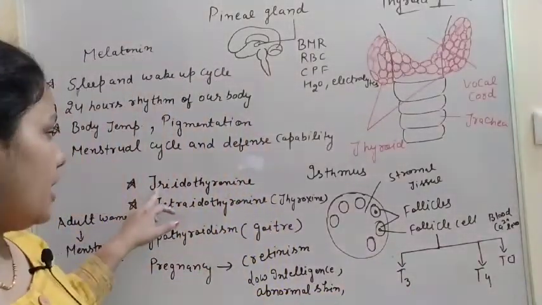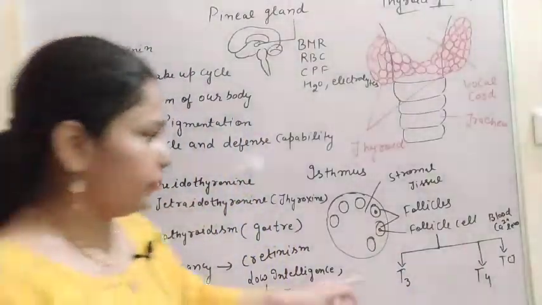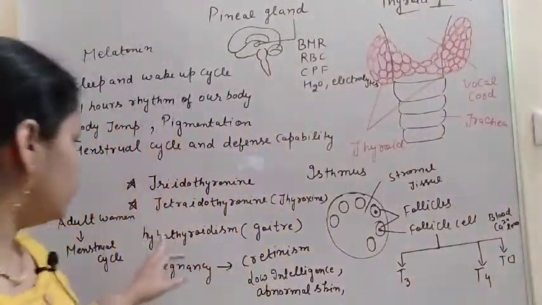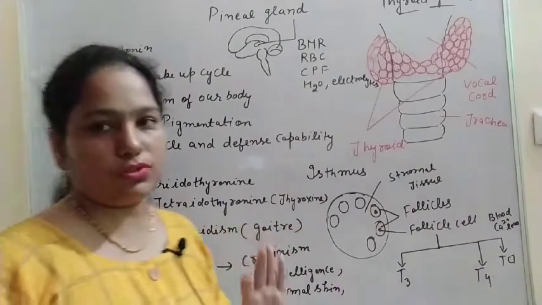Triiodothyronine, that is triiodothyronine. And the full form of T4, tetraiodothyronine, that is also known as thyroxine.